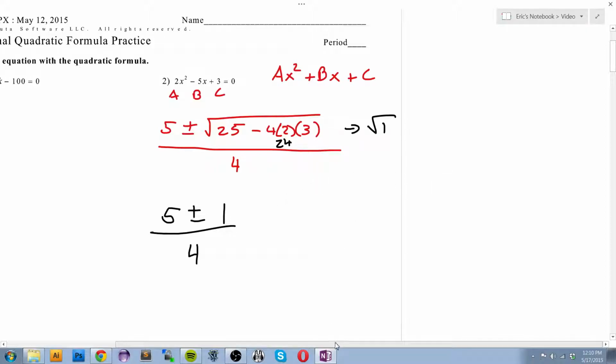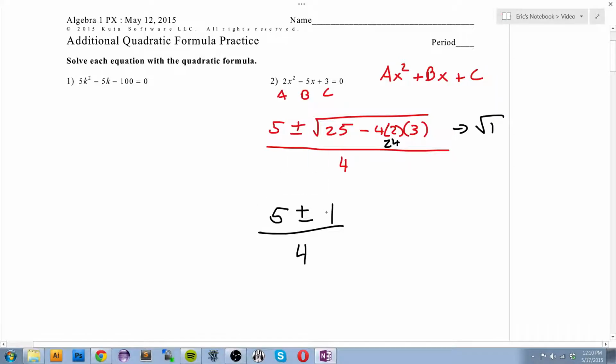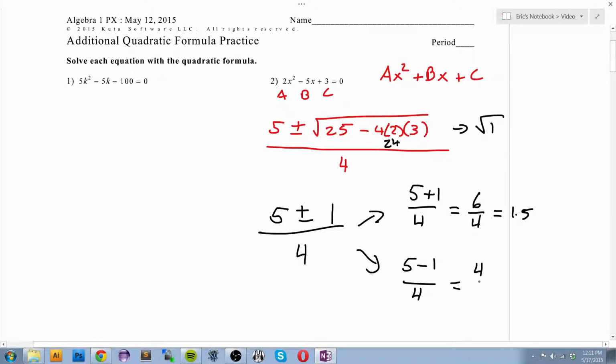And at this point, we know that we're going to have two answers. We need to do one where we use the plus sign, and we need to do another one where we use the minus sign. So this would be 6 over 4 which is 3 over 2 or 1.5, however you want to write it. And this would be 4 over 4, which is another way of saying 1. And there you go. We have our two solutions. We know that we should have had two solutions because we square rooted a positive number.